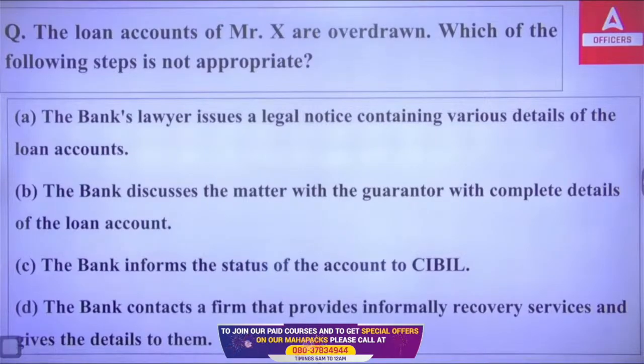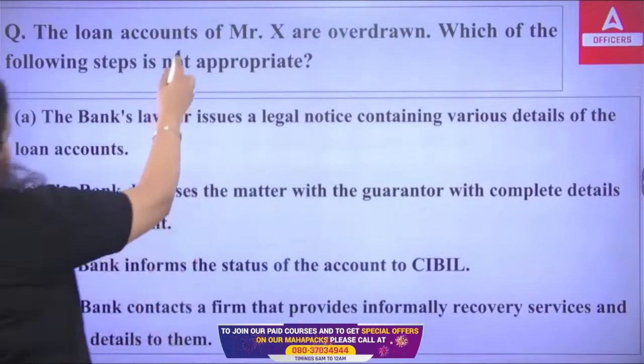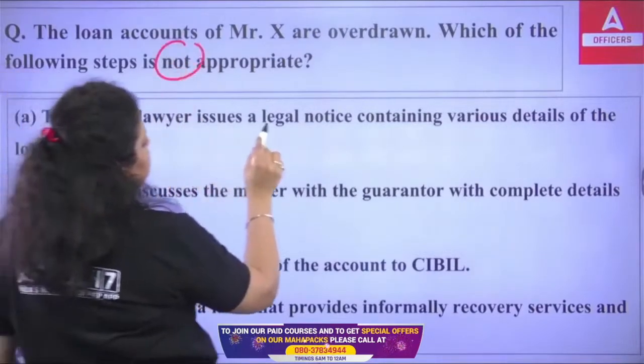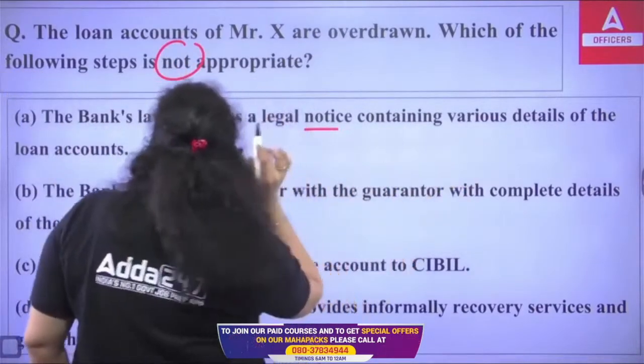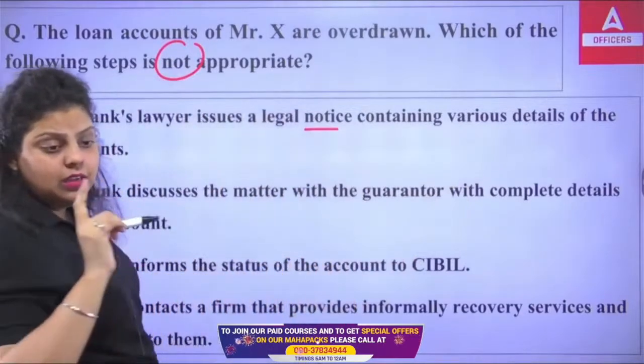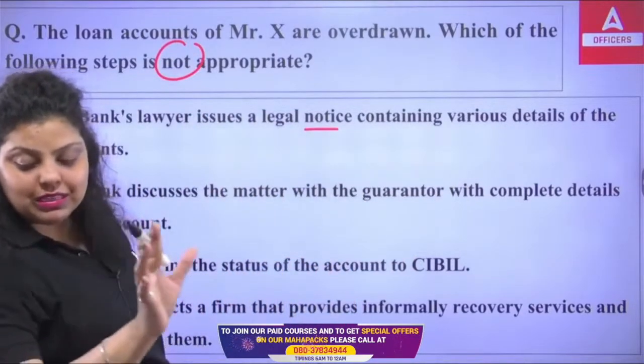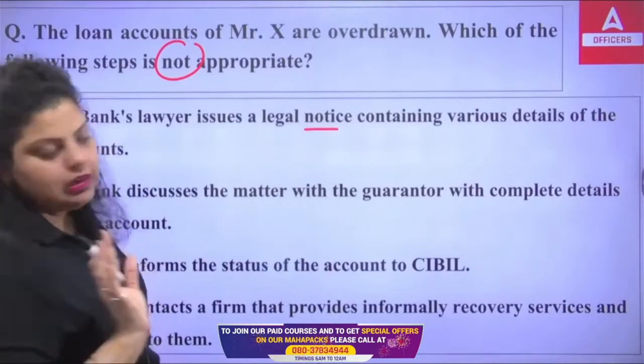Which of the following is correct? So it is not appropriate step. First, the bank's lawyer issues a legal notice containing various details of a loan account. This is an appropriate step, after seeing the overdrawn limit, you have to issue a legal notice.